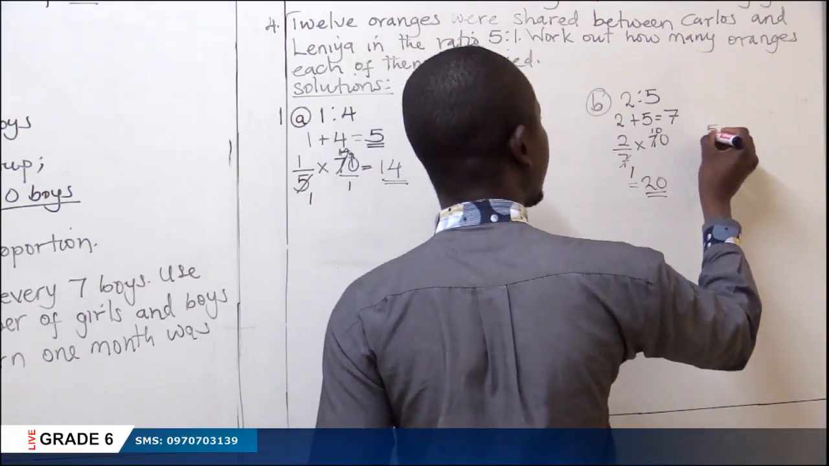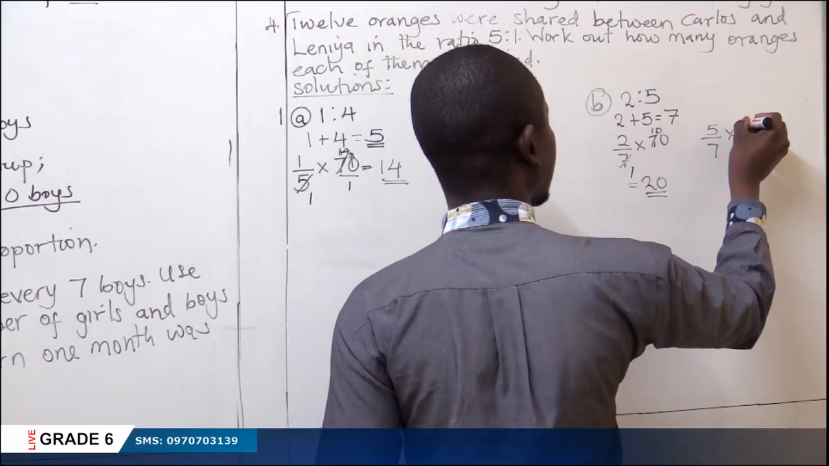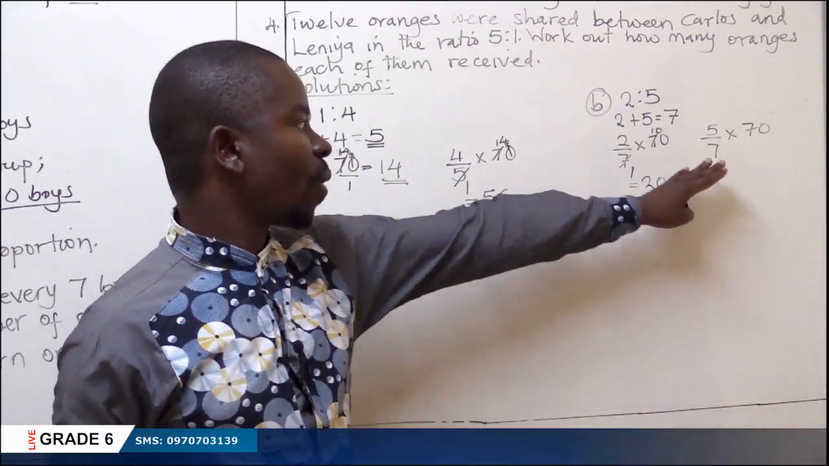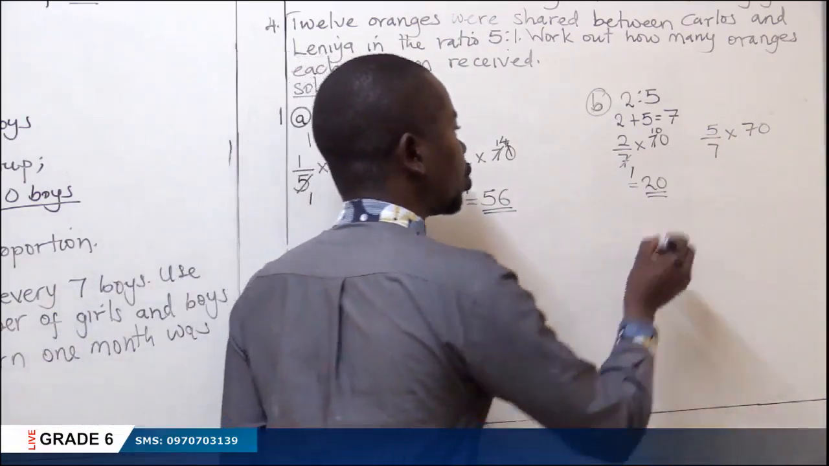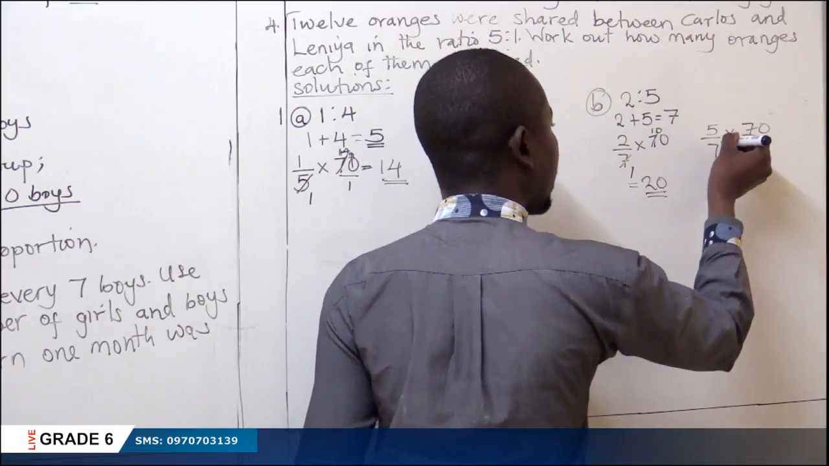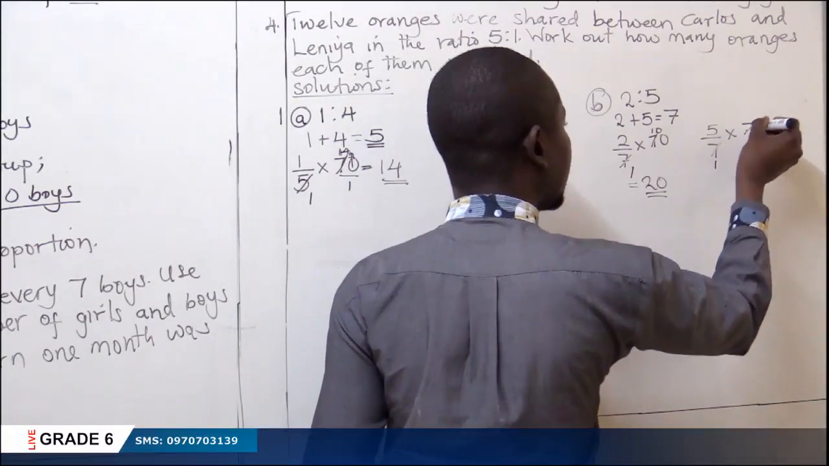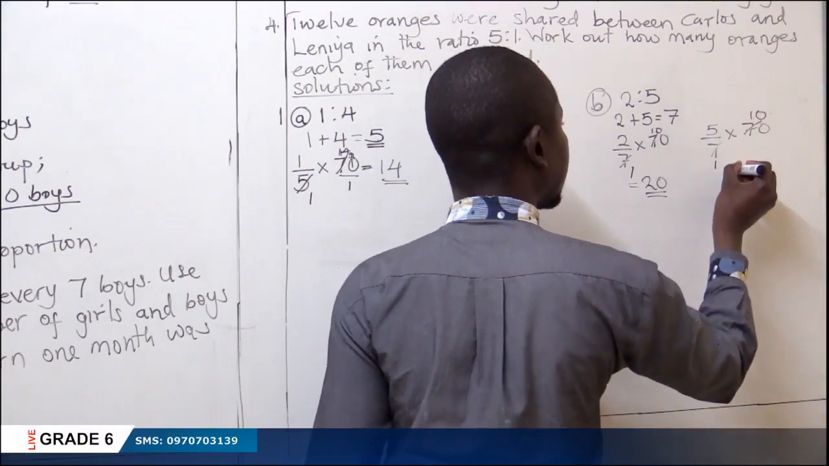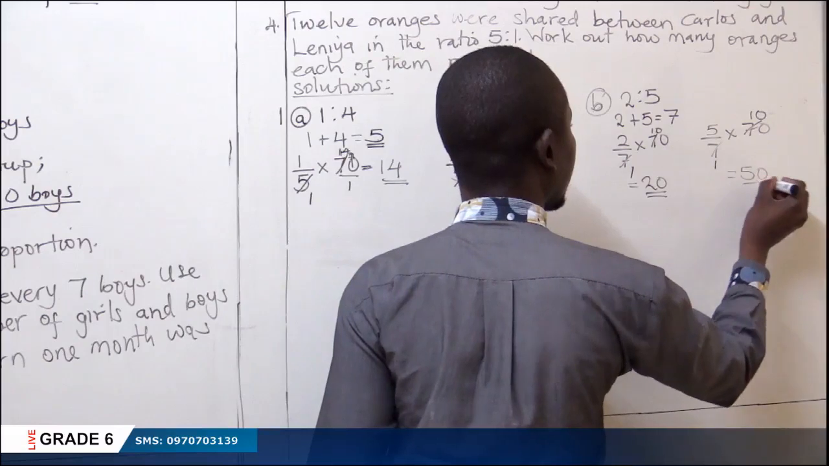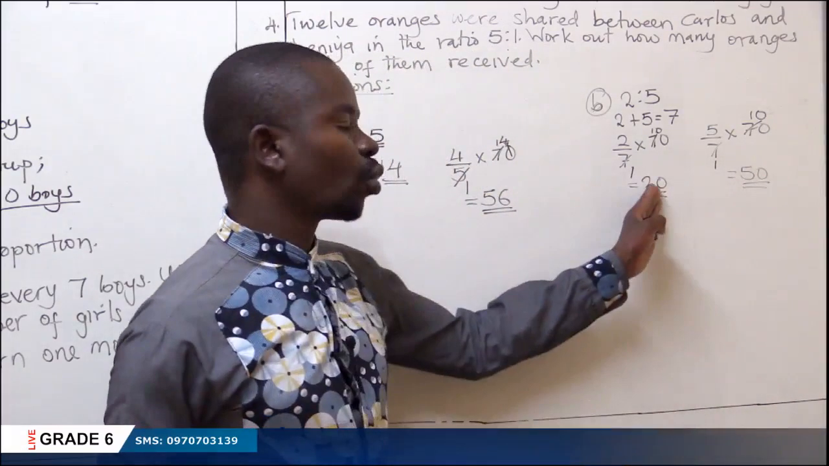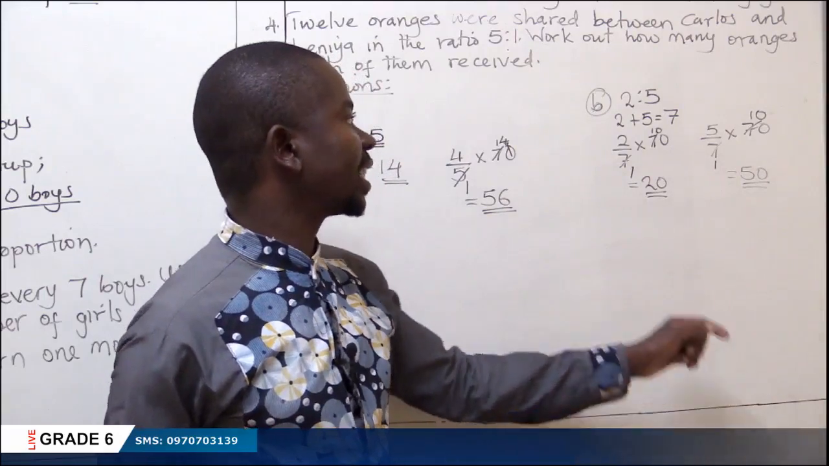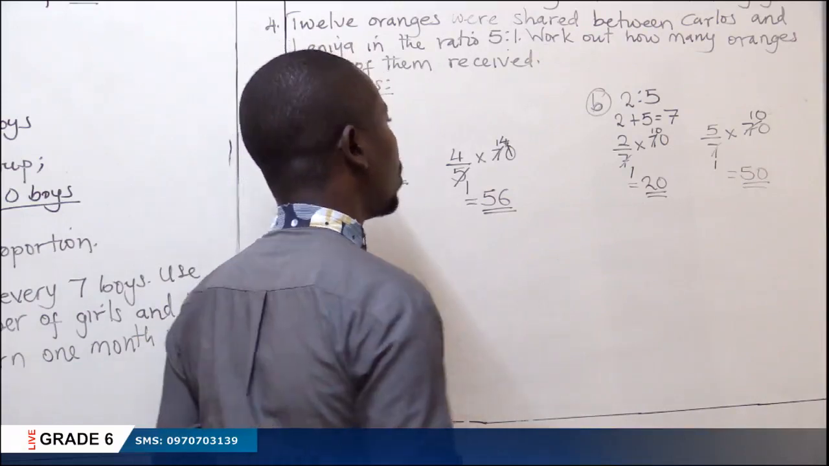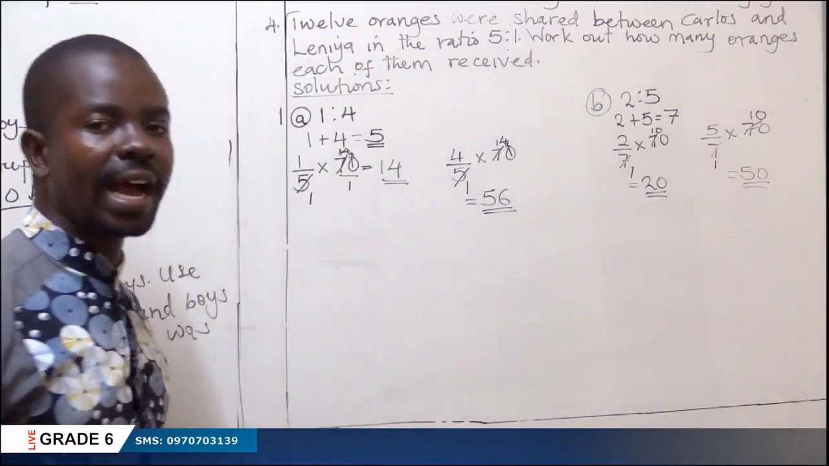Then we go to 5 over 7 times 70. So what are we going to do, boys and girls? We are going to multiply. We can divide by 7: 7 into 7 is 1, 7 into 0 is 0. 5 times 10 is 50. So if you add 20 plus 50, the answer will give us 70. The answer is 70.